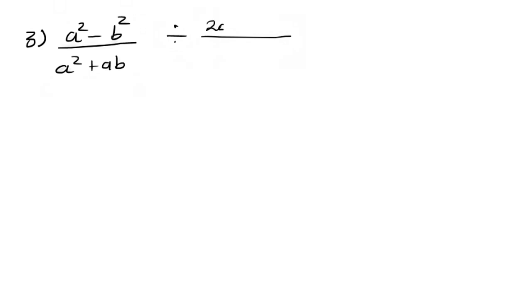Let's move on. On question 3, we have a squared minus b squared, all that being divided by a squared plus ab, divided by 2a minus 2b all over ab. By observation, a squared minus b squared is what we call the difference of two squares. I've already explained this concept in my previous video. Please make sure you review the previous video, okay?